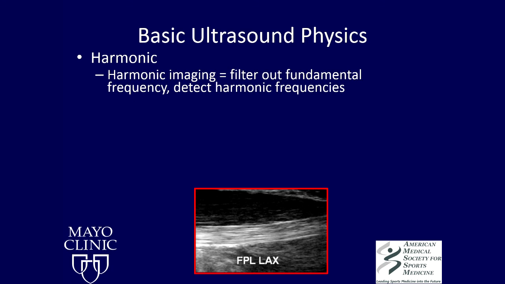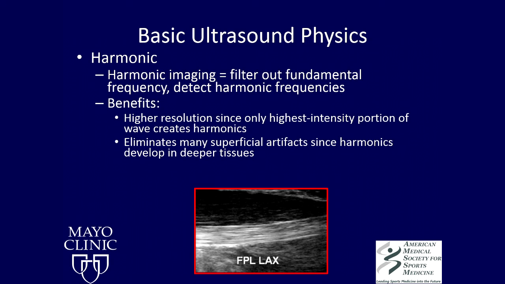Harmonic imaging uses a filter that takes out the fundamental frequency and only detects these new harmonic frequencies. And what this does is it allows you to eliminate some of the more superficial artifacts, because those artifacts would develop with the initial fundamental frequency and not with the harmonic frequencies. And also it increases the resolution, because your harmonic frequencies tend to be the part of the sound wave that is stronger.